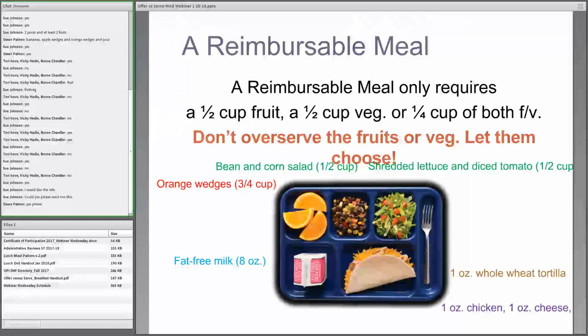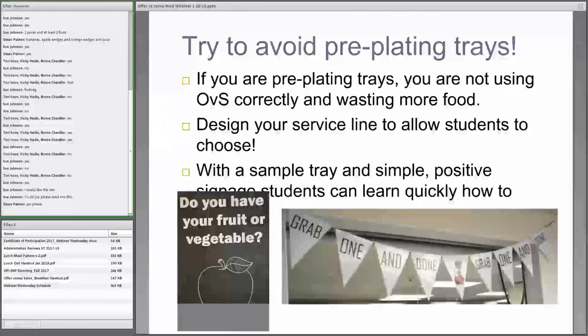If they want the oranges, great. If they want to decline the lettuce, tomato, and the corn salad, that's fine. If they want a little bit of all 3 of those fruits and vegetables, that's fine too. But it's really important, I think, that we're not just pre-plating these and giving everybody all of these things when we could let them make the choice.